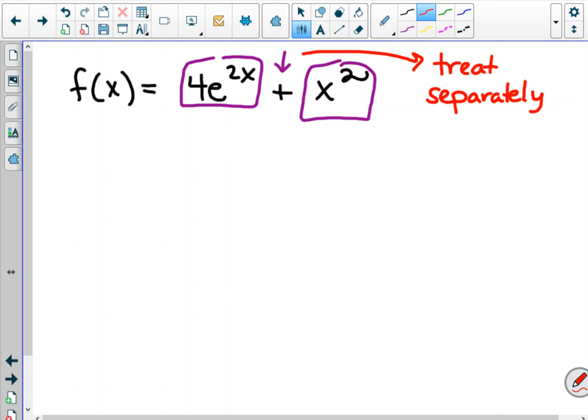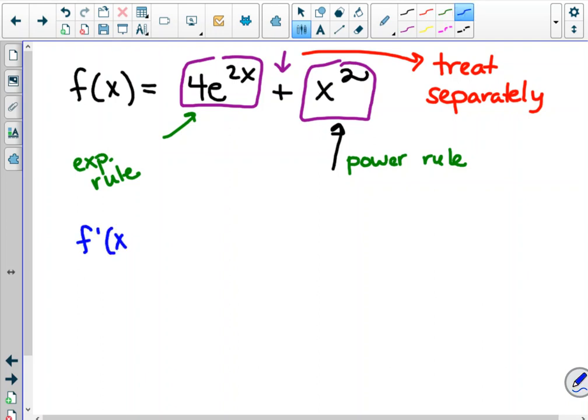Products and quotients we have to be a little bit more careful with, but when it's a sum or a difference between functions, and that's what basically all polynomials are, just combinations of sums and differences of functions, we're going to treat each function separately. So the way we take the derivative of x squared is using our typical power rule, but the way we take the derivative of 4e to the 2x would be using our exponential rule.